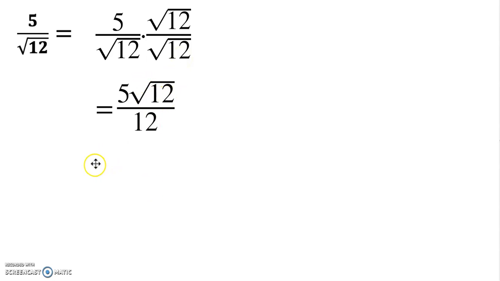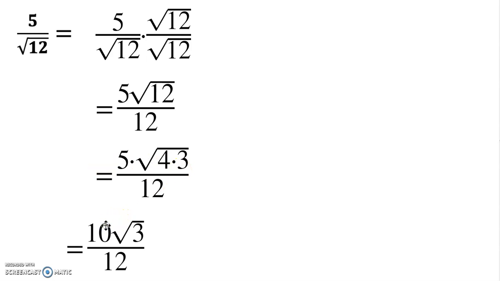But I can simplify the square root of 12. So when I simplify the square root of 12, I get 10 root 3, because the square root of 4 is 2, and it comes out and multiplies by that 5. And so I have 10 root 3 over 12. Notice the 10 over 12 simplifies to 5 root 3 over 6.